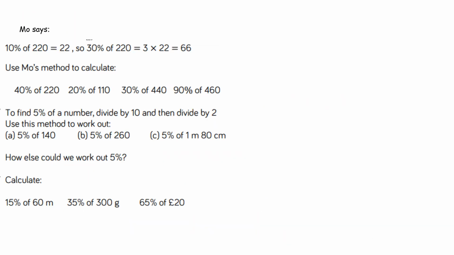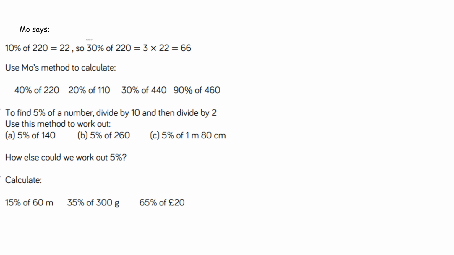So Mo says that 10% of 220 is 22, so 30% of 220 is 3 times 22, which is 66. So basically, in order to find 30% of an amount, he's done 2 steps. He's divided it by 10, and then he's times that by 3. So it wants you to use that method to calculate the following: 40% of 220, 20% of 110, 30% of 440, and 90% of 460.